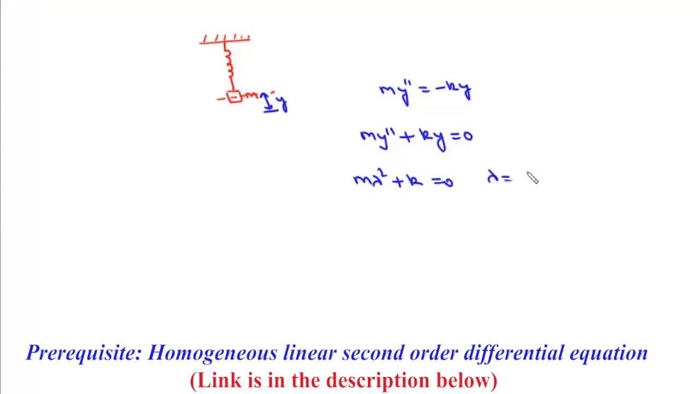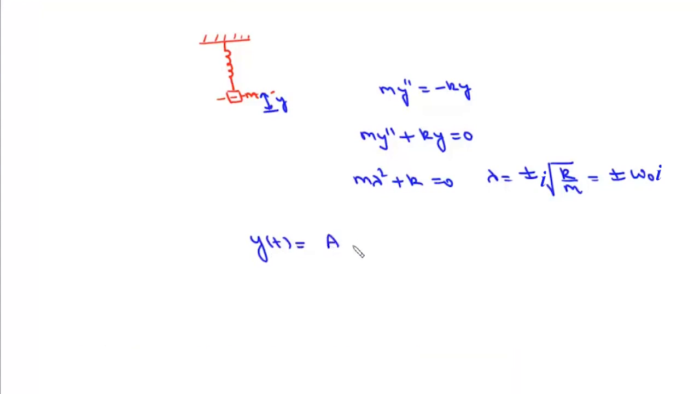or lambda equals plus minus under root k by m. Now suppose this under root k by m is plus or minus omega naught. From here we can write its general solution y as a function of t as a cos omega naught t plus b sin omega naught t, where omega naught is under root of k by m. This is the case of undamped oscillations, and this motion is called harmonic oscillations.